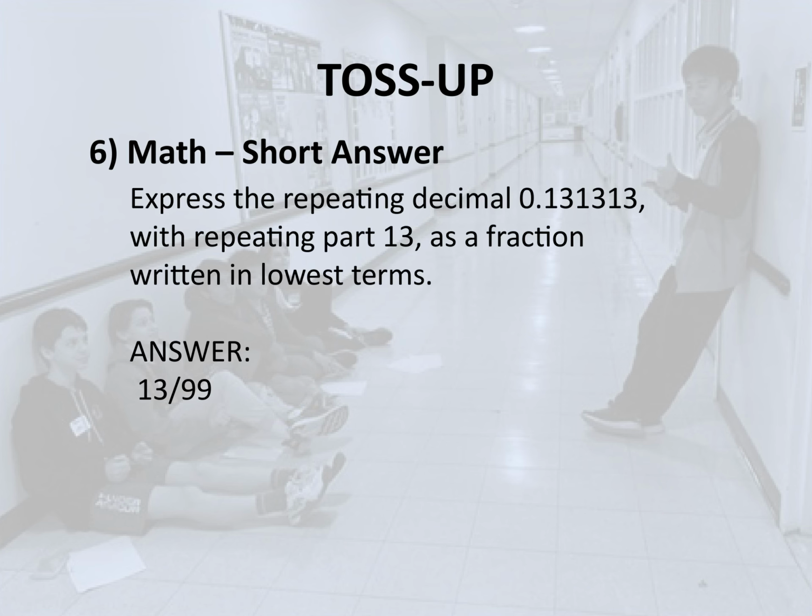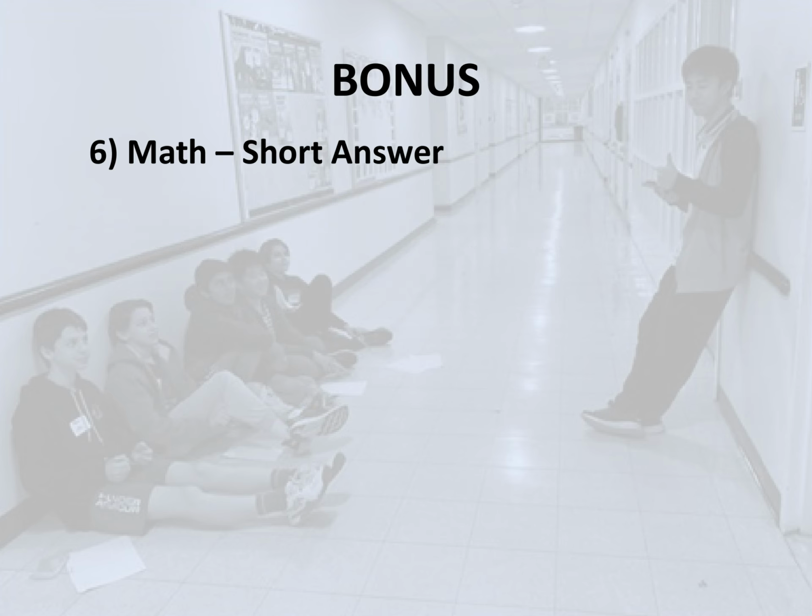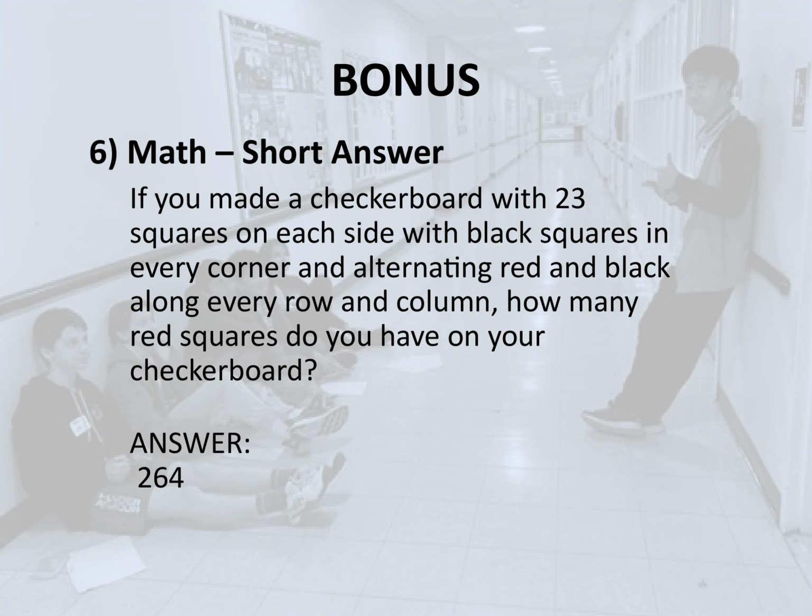Bonus 6. Math, short answer. If you made a checkerboard with 23 squares on each side with black squares in every corner and alternating red and black along every row and column, how many red squares do you have on your checkerboard? Answer: 264.